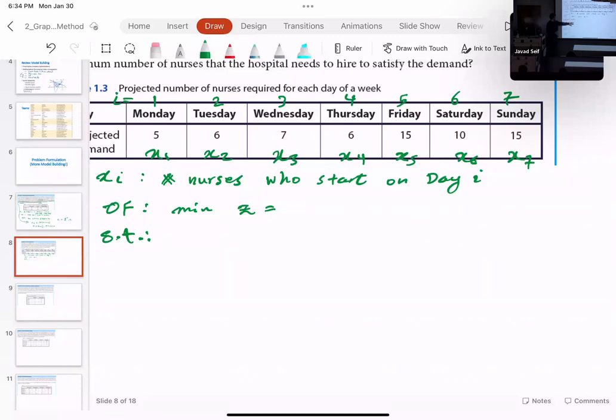And with the constraints, we will make sure that it works. It satisfies the demand. But the sum of those is how many we end up hiring, right? X1 plus X2 plus up to X7. And I write that as the sum of i goes from 1 to 7, Xi. Subject to satisfy the demand and make sure that no one works more than 3 consecutive days. Works exactly that much.